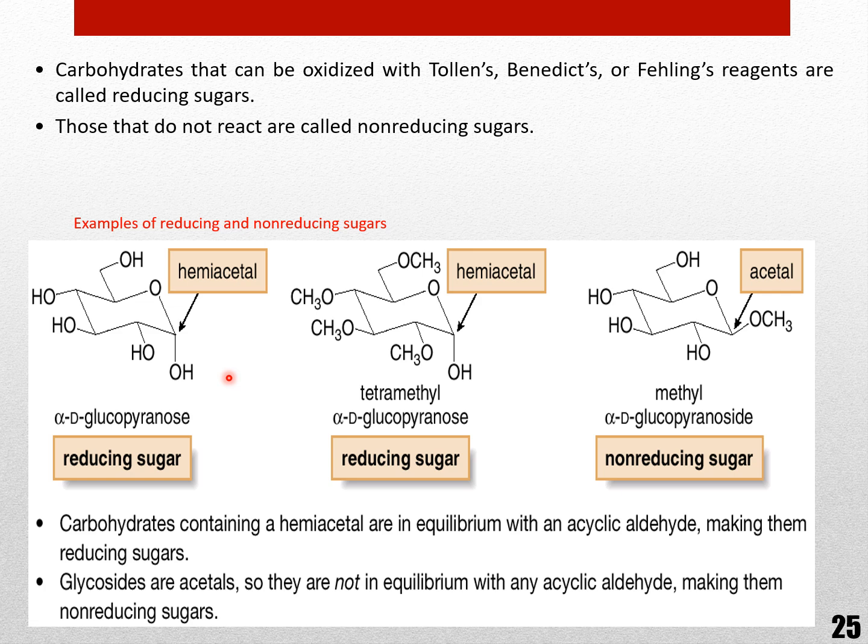Similarly, fructose has a hemiketal. The hemiketal can open up and expose its ketose group. So when that happens, it's a reducing sugar. However, there are some molecular structures that do not have hemiacetal, they have acetal.